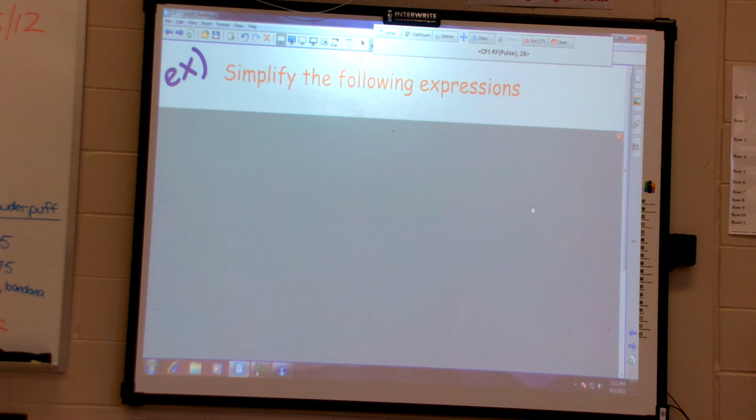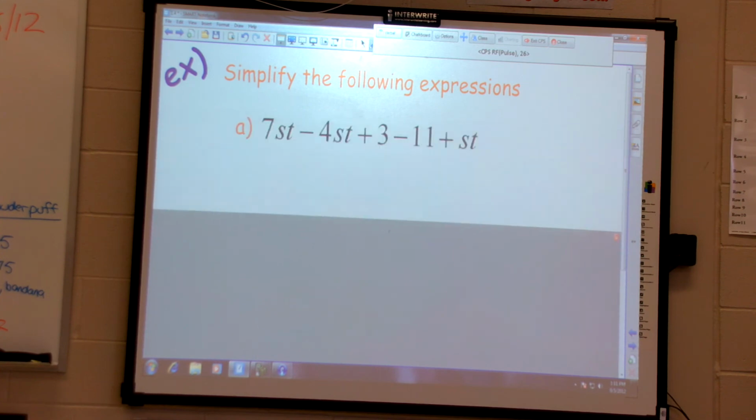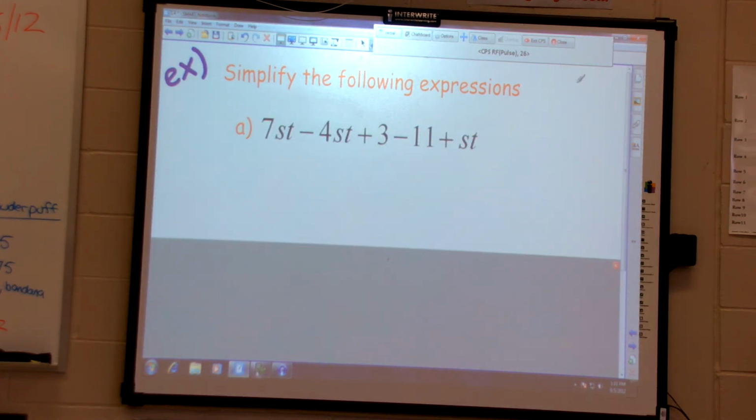Okay, last slide here. We're going to simplify the following expressions. Once again, remind me, what's the difference between an expression and an equation? There's no equal sign in an expression. Okay, first one. 7st minus 4st plus 3 minus 11 plus st.